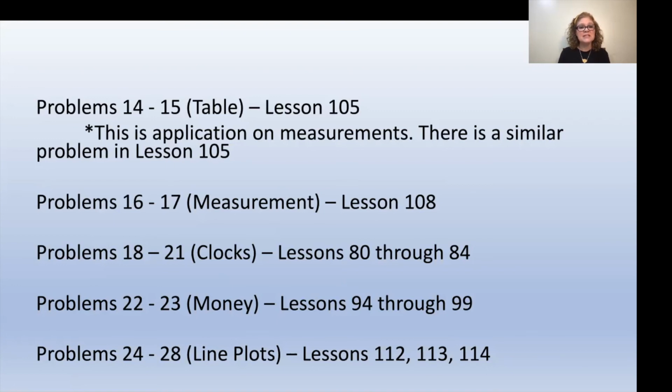For problems 18 through 21, which are the clock problems, take a look at lessons 80 through 84. For problems 22 and 23, which cover the money problems, look at lessons 94 through 99. For problems 24 through 28, which are the line plots, look at lessons 112, 113, and 114.